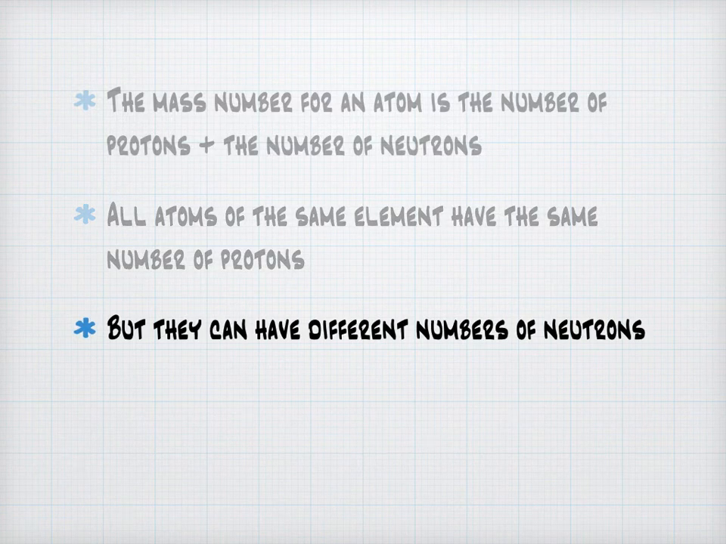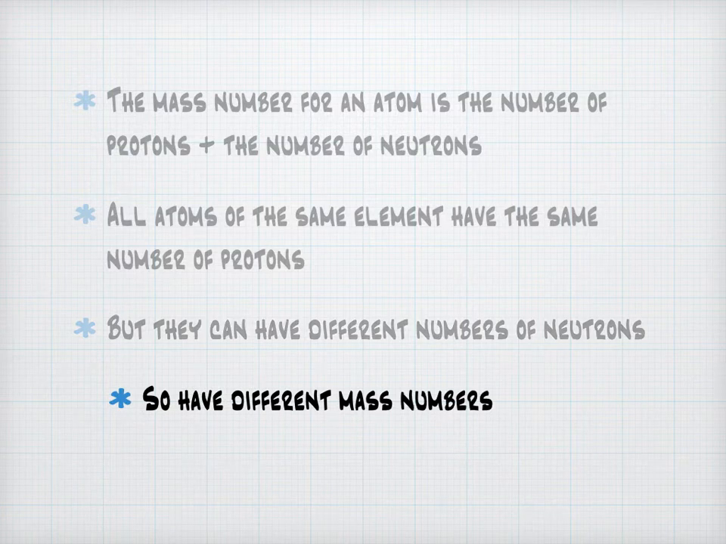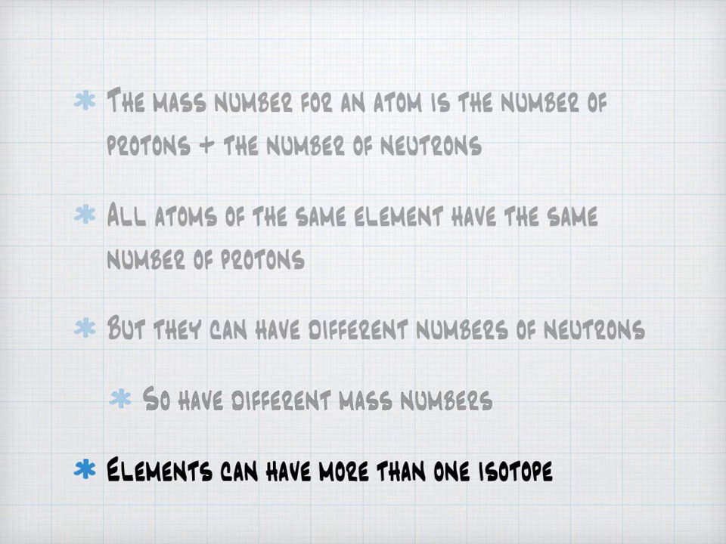This is not true, however, for numbers of neutrons. Atoms of the same element can have different numbers of neutrons. That means that they will have different mass numbers. They will weigh different amounts. We say that elements can have more than one isotope.